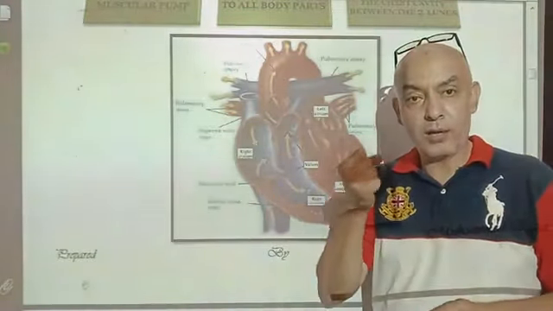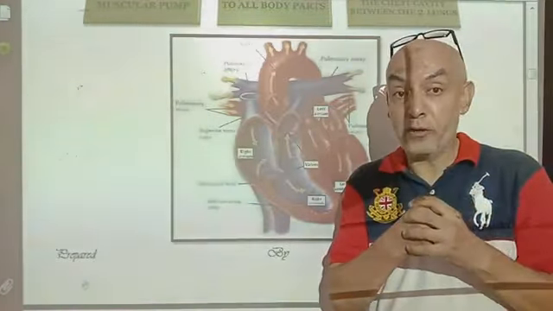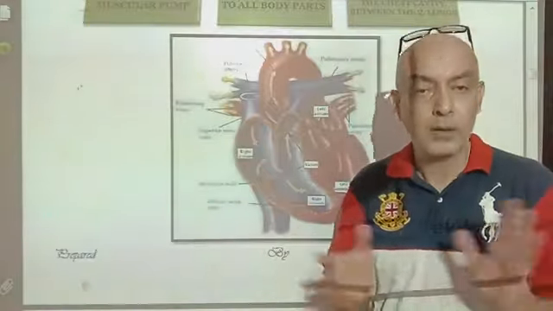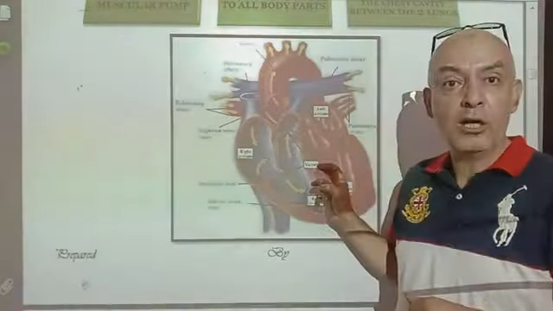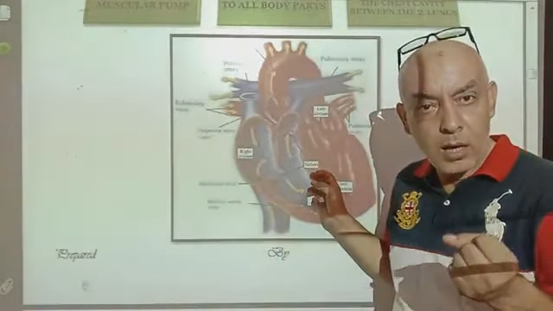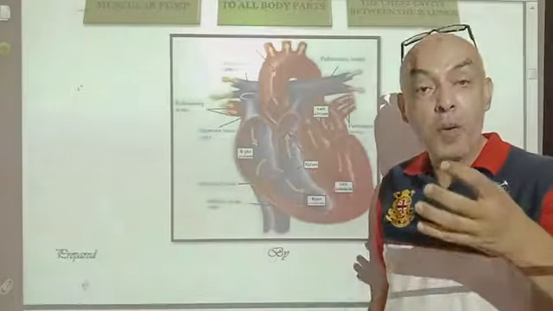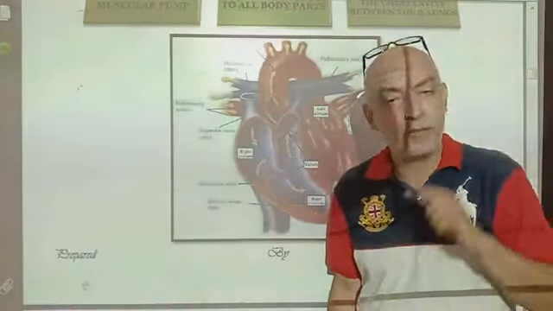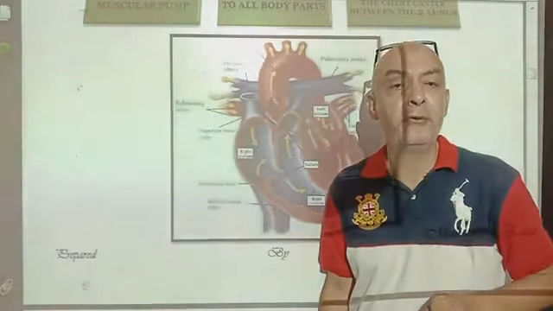Your heart is a strong muscle. It's about the size of your large fist, located here in the chest cavity between the two lungs. This is a description of the heart. The heart is a strong muscle which pumps the blood to all parts of the body.